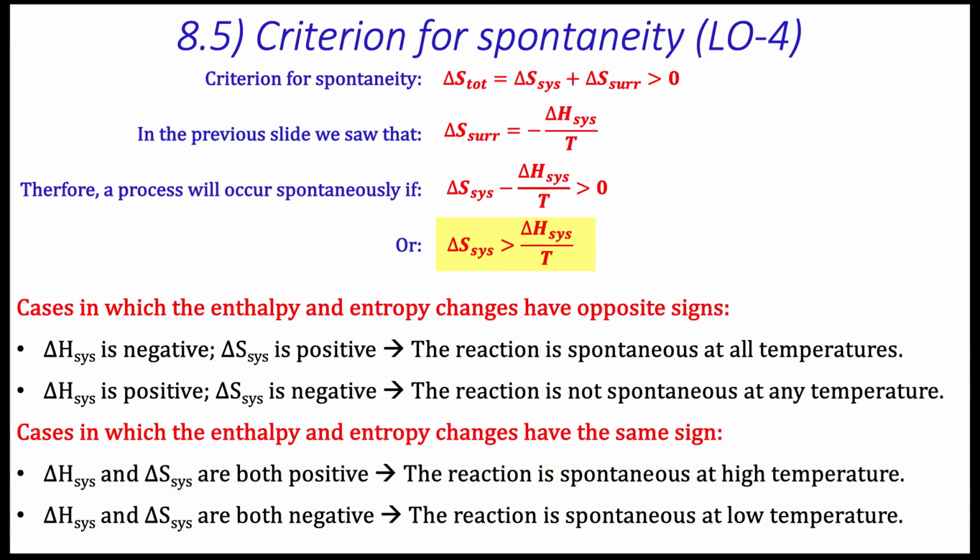If both terms are negative, then this term will increase with increasing temperature, and so the reaction will be spontaneous at low temperature and non-spontaneous at high temperature. In other words, at low temperature, the entropy increase of the surroundings will be greater than the entropy decrease of the system, once again giving us a positive overall entropy change.